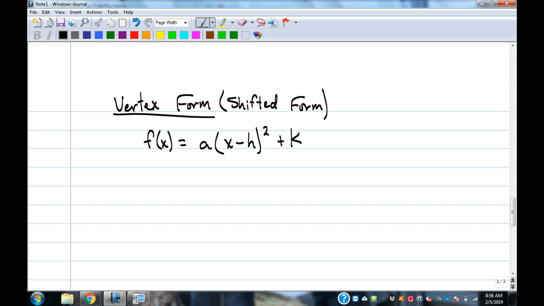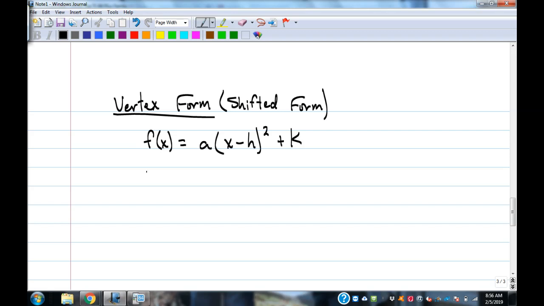Okay. All right. So what does A do on this one? Anything different? It determines whether it opens up or down, right? Same way it did in standard form. So that is no different. A decides what direction we're going. A decides whether we have a maximum or a minimum. Always, when you're doing quadratics. That is the same A that would be in the standard form. What does change is the amount of work you have to do to find the vertex and axis of symmetry.